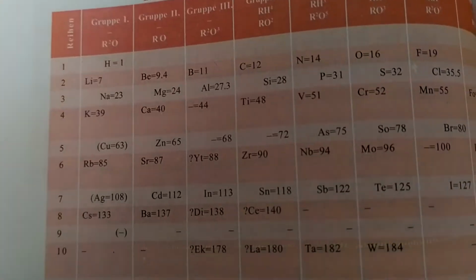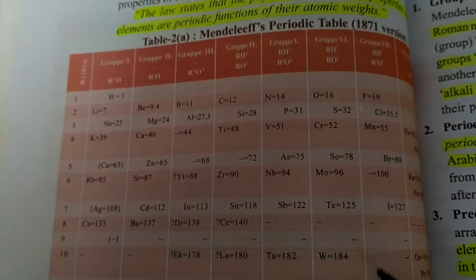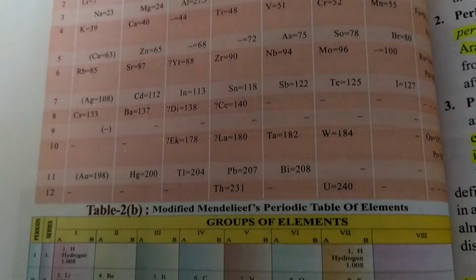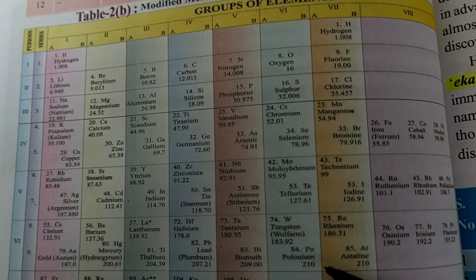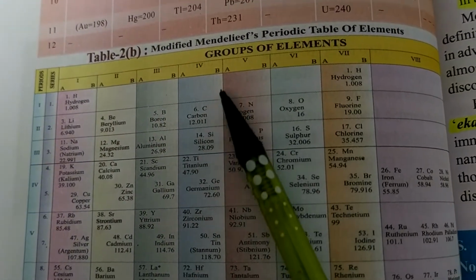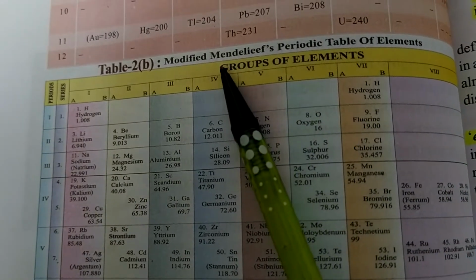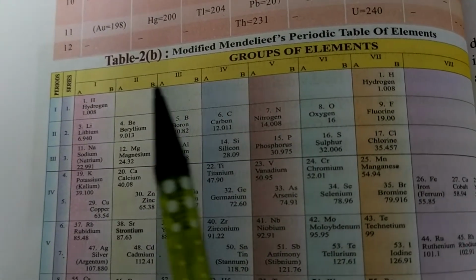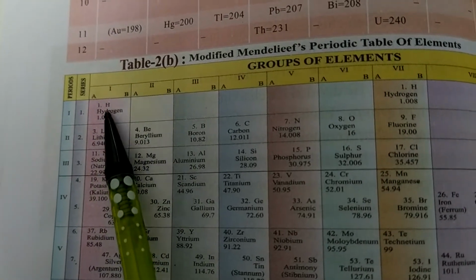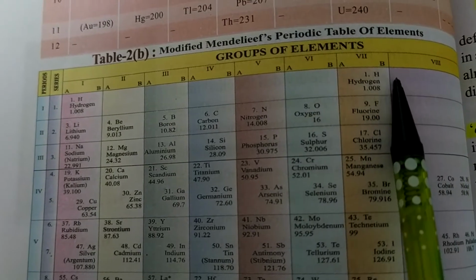Directly we are discussing table 2, students, because table 1 and table 2 are the same, but table 2 is somewhat modified. So let us discuss table 2 first. This is the modified Mendeleev's periodic table of elements. See here, these are the groups of elements. How many groups are there? 8. So he divided them 1, 2, 3, 4, 5, 6, 7, 8.